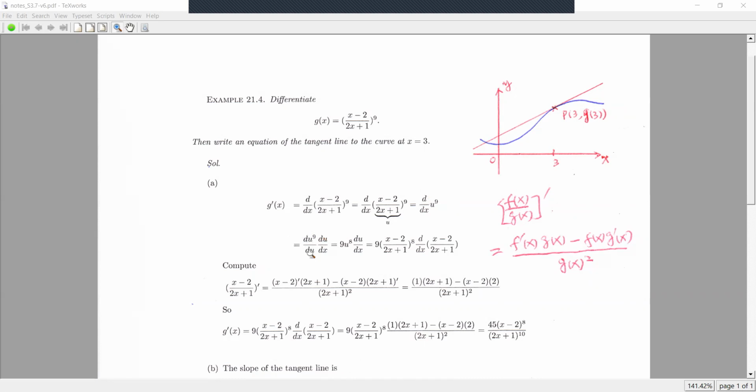This is a product of 2 derivatives. The derivative of u to the ninth with respect to u is 9 times u to the 8th by the formula for power function. Now replace the intermediate variable u by x minus 2 over 2x plus 1. Then I have this equation. In the following, I compute this derivative.